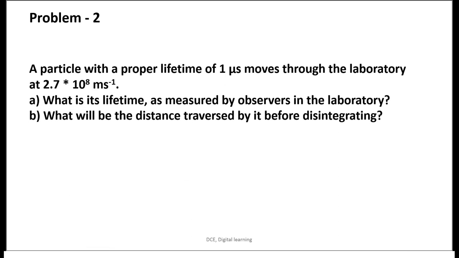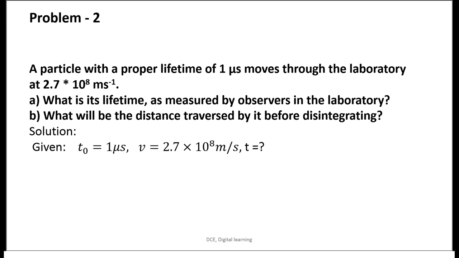The second problem is a particle with a proper lifetime of 1 microsecond moves through a laboratory at 2.7 × 10^8 meter per second. What is its lifetime as measured by the observer in the laboratory? What will be the distance traversed by it before disintegrating? We need to calculate two things here: one is the lifetime and the other the distance traversed by the particle. The given things are T0, the proper time, 1 microsecond, and the velocity of the particle in the laboratory, 2.7 × 10^8 meter per second.